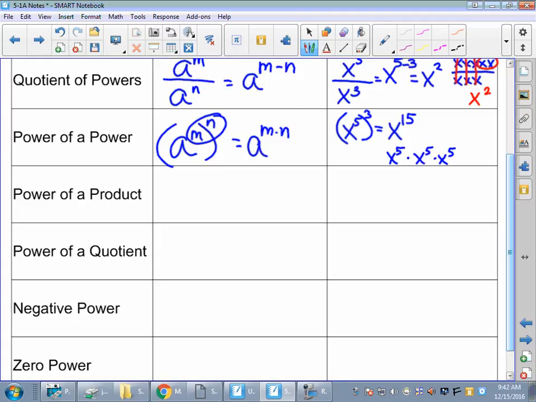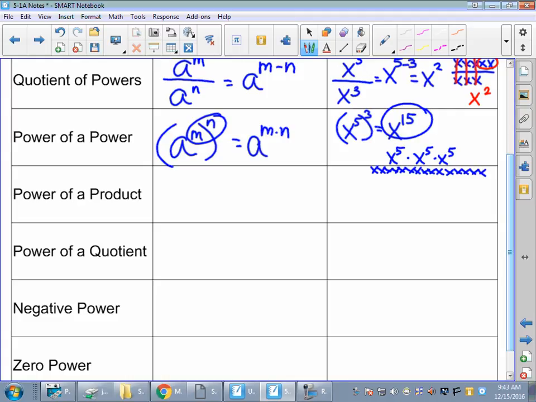And if I really wanted to, I could write down 5 x's here, multiplied together, 5 x's here, multiplied together, and 5 x's for the 3rd one multiplied together. In the end, I have 15 x's listed there. So you could expand it all the way and write down 15 x's. I could also say, oh, I'm multiplying here. So I change my power to a multiplication problem, and then I add the exponents, 5, 10, 15. So lots of different ways to do these problems.